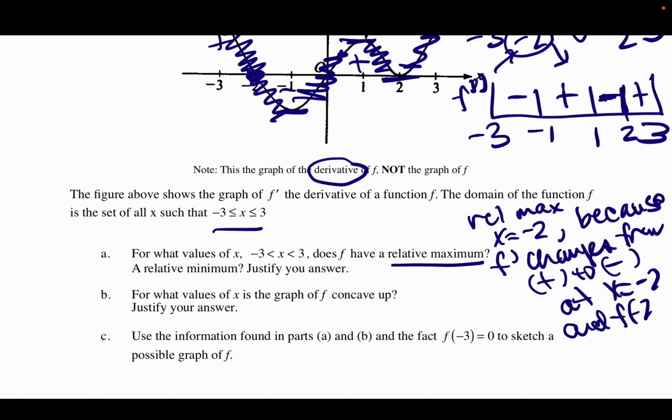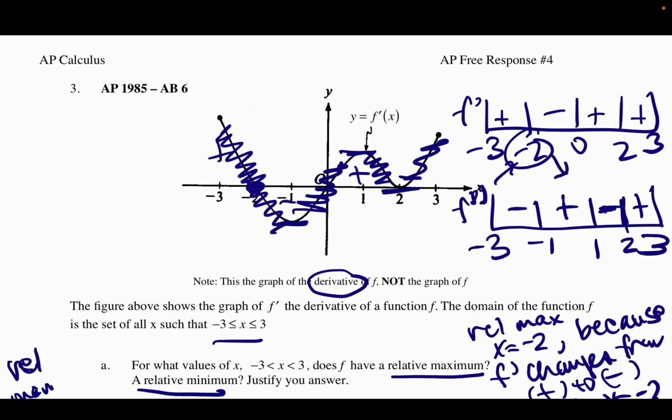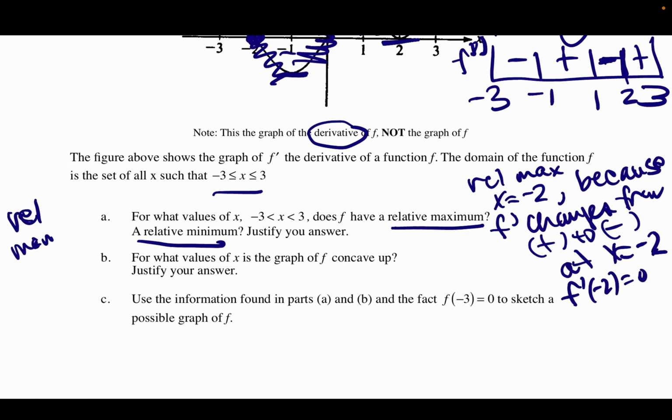And f prime of -2 equals 0. You want to know where it's 0 or undefined. All right, so you want to establish a critical number. All right, relative minimum. So it has a relative minimum. Let's see where it changes from negative to positive. So at 0. All right, so relative minimum at x equals 0.